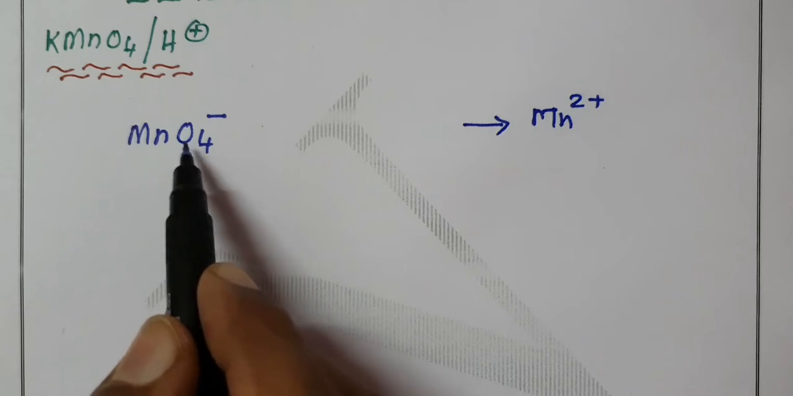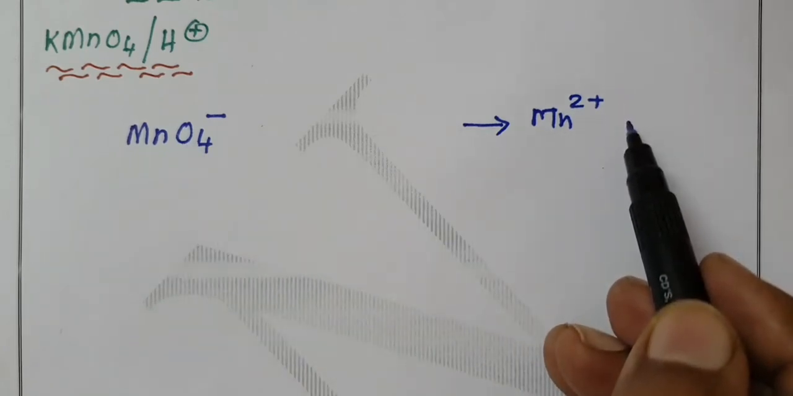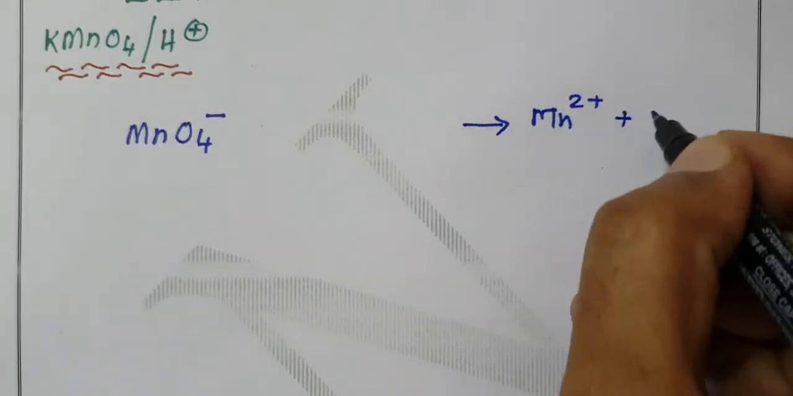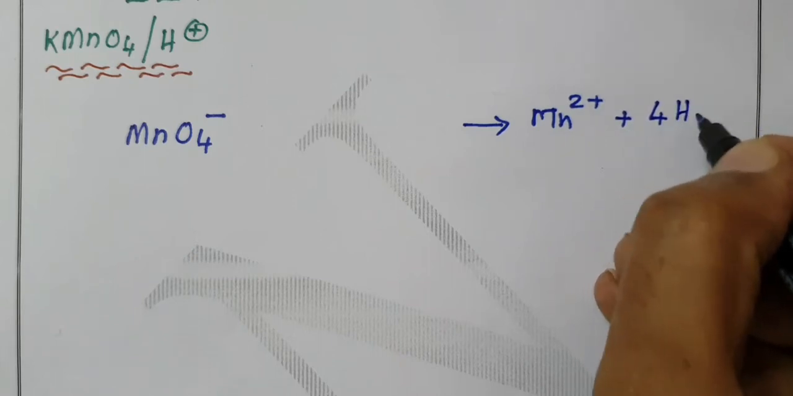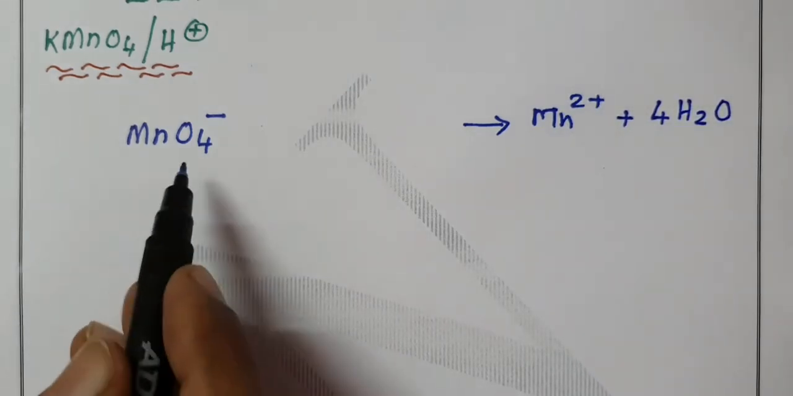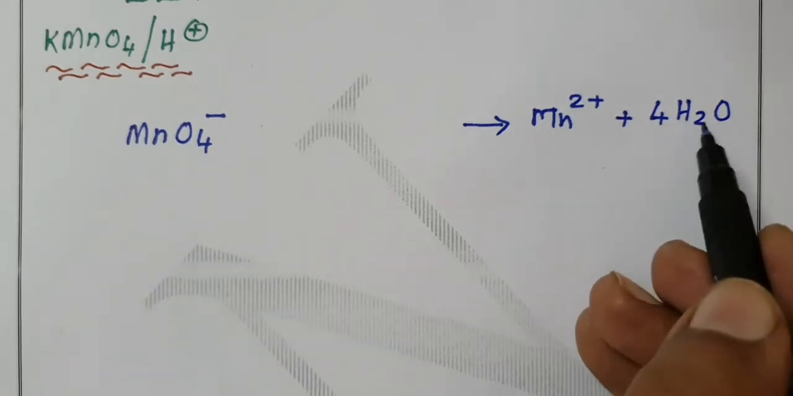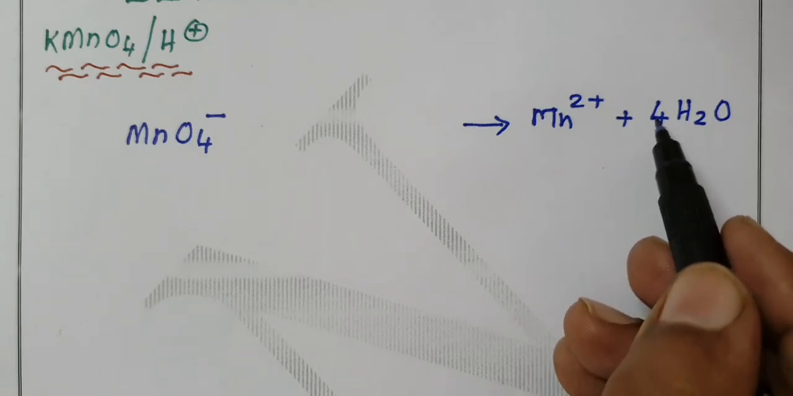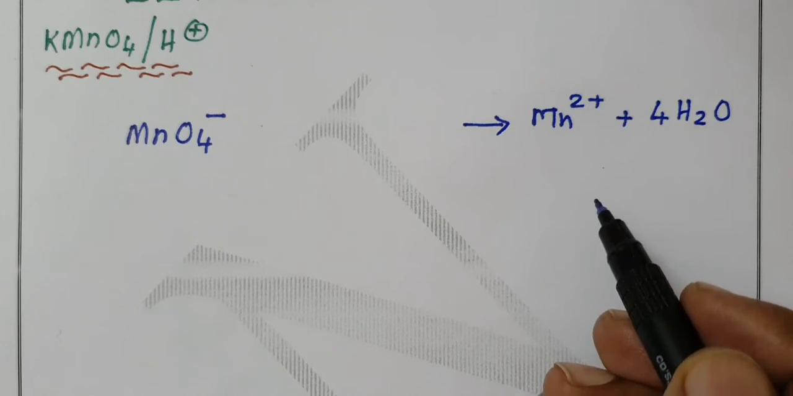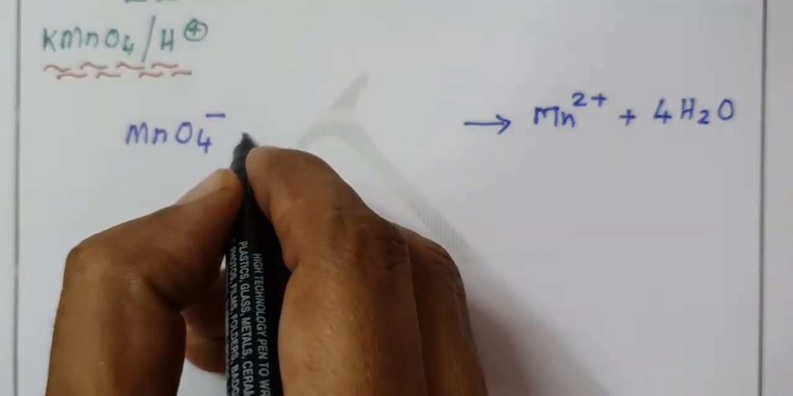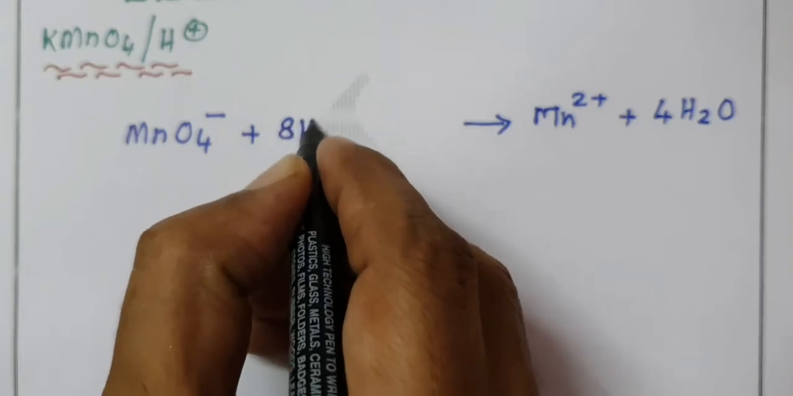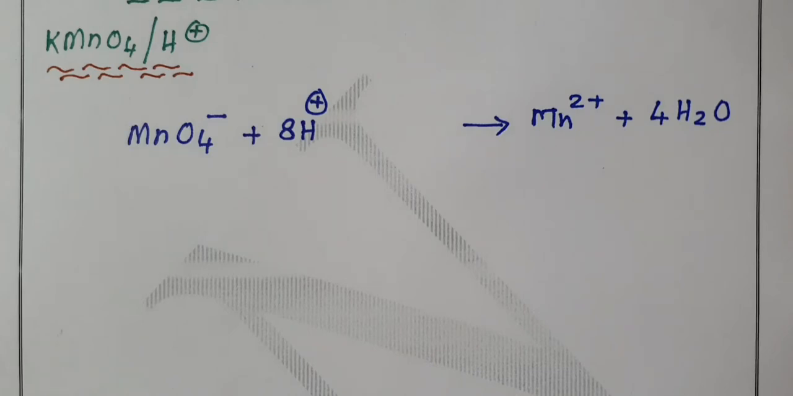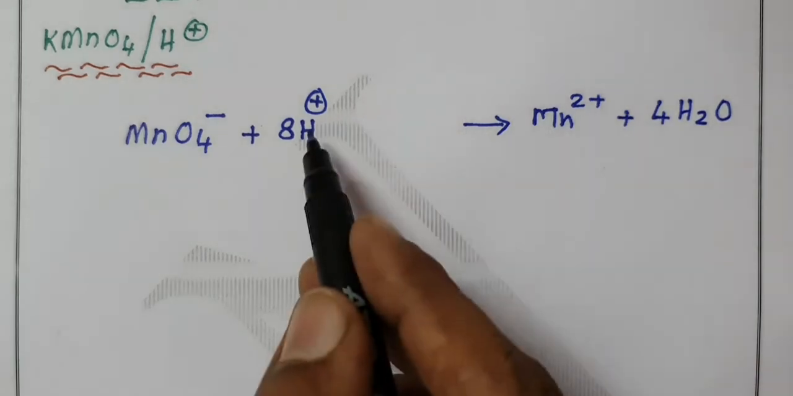On the left hand side we have 4 oxygen, so the right hand side must also have 4 oxygen. The 4 oxygen atoms are balanced by adding 4 water molecules. Now how to balance hydrogen? 4 into 2 is 8 hydrogen. These 8 hydrogens are balanced by adding 8 H plus ions on the opposite side.